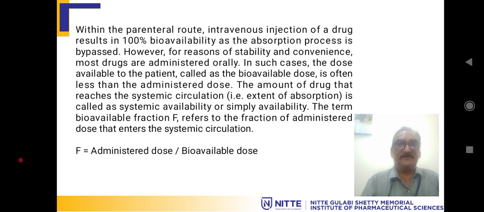Within the parenteral route, intravenous injection of the drug results in 100% bioavailability, as the absorption process is bypassed. However, for reasons of stability and convenience, most drugs are administered orally. In such cases, the dose available to the patient, called the bioavailable dose, is often less than the administered dose. The amount of the drug that reaches the systemic circulation, that is, the extent of absorption, is called the systemic availability or simply the availability.